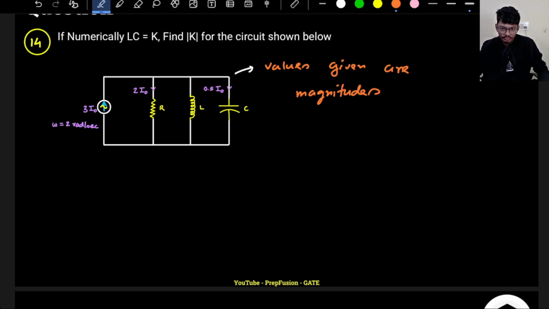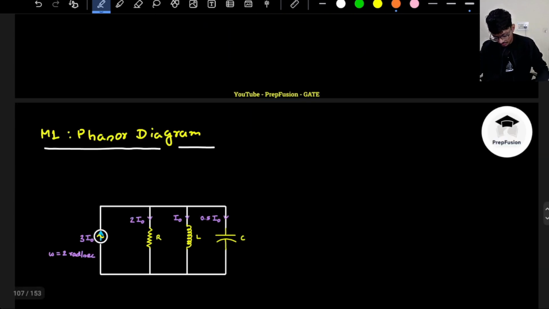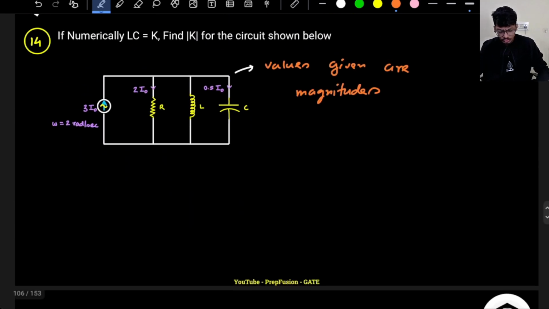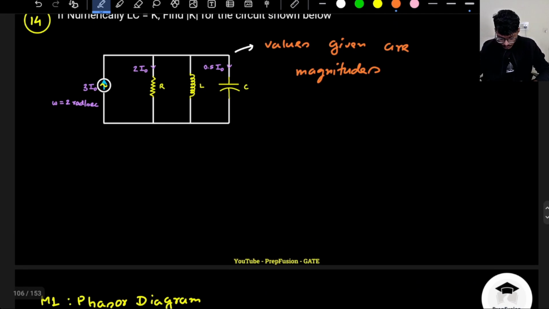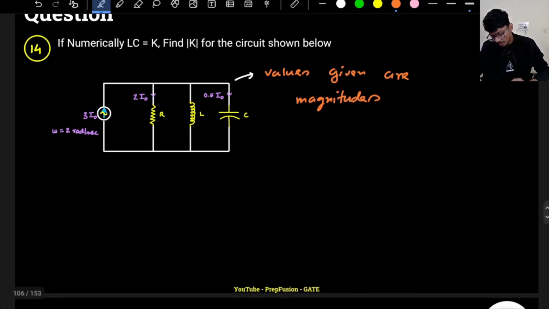So there are multiple ways to solve this question. The first way is using a phasor diagram. How will I solve it using a phasor diagram? This is a parallel RLC circuit, which we will study in the next lecture. But still, even without knowing that concept you can solve it.